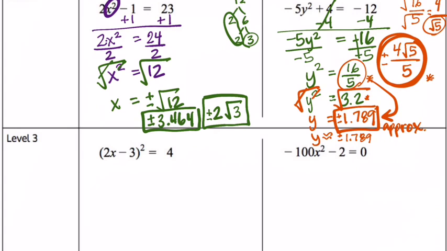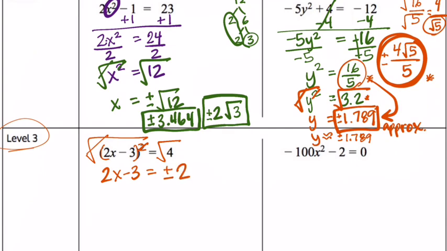Then finally we have one that looks just a little bit different, but we're going to be able to rock it out. So in level 3, we see that there are parentheses here and the square is on the outside. That means that I'm going to get rid of the square, because I have it by itself. So I have 2x minus 3. It's going to cancel and leave me with positive or negative 2. So because there's a positive or negative 2 here, I'm going to split it into 2 pieces. I have 2x minus 3 could be positive 2, and 2x minus 3 could be the negative 2. So I have the 2 options there.